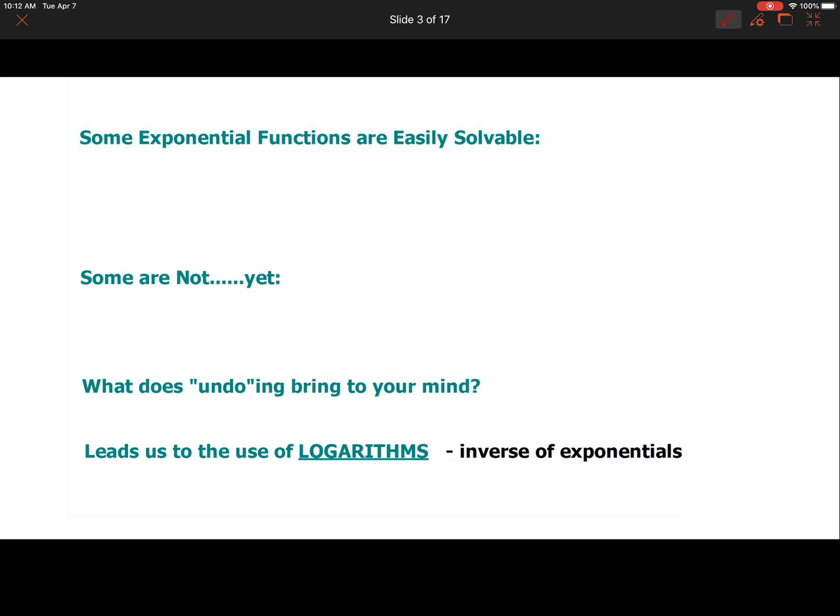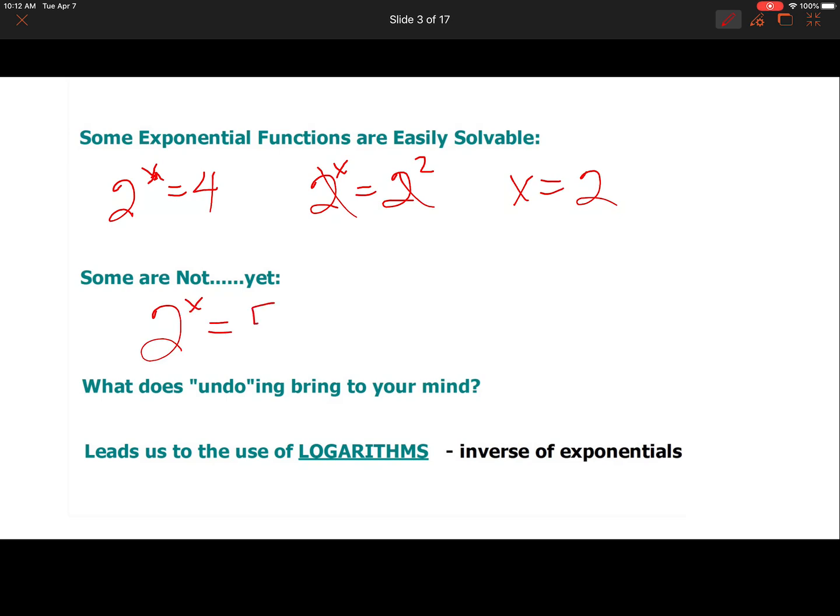So first things first, if we looked at some exponential functions like we did earlier, we had some that were very easy to solve, something like 2 to the x equals 4. On ones like this, we changed the base so that the bases were the same, and that allowed us to drop the base and solve for these elementary exponentials very easily. However, there are some exponentials that are not as easy to solve. Even though they look very elementary, they're much harder because we cannot change the bases to be the same.